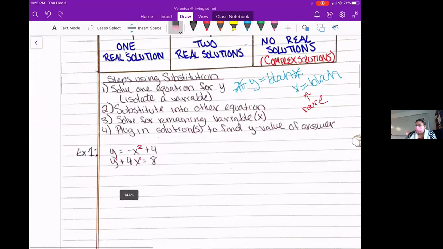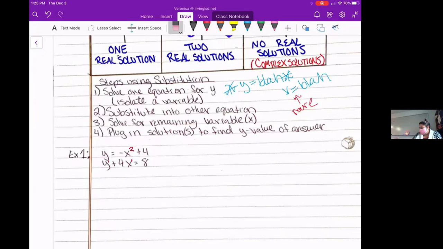So that's why I put in parentheses, isolate a variable, because again, I'm not telling you it has to be y. I'm just saying it's probably going to be y. Now, step 2, y'all already know how to substitute. You're just gonna grab it and plug it in, solve for the remaining variable, and then plug it back in to find your answers, okay? So, example 1.